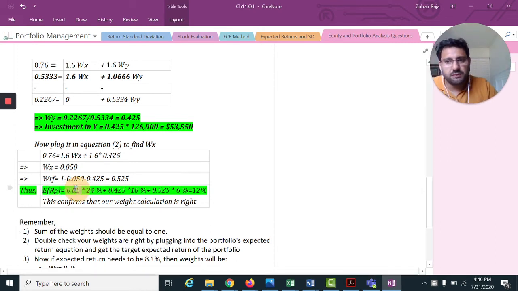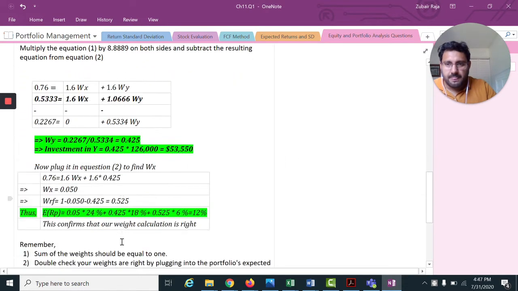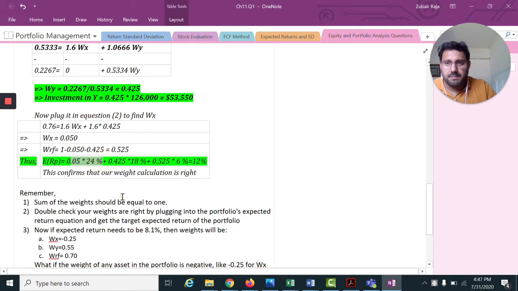So 5%, which is the weight of stock X which we have calculated, multiplied by the 24% expected return of stock X, this one over here, plus 42.5% weight of stock Y into the expected return of stock Y. So what was the expected return of stock Y? 18%, plus the weight in the risk-free asset, which we have calculated over here, 52.5%, multiplied by the 6%. So if you solve this equation, you will end up getting 12%. And this was the target return.